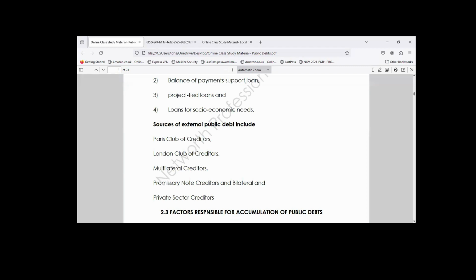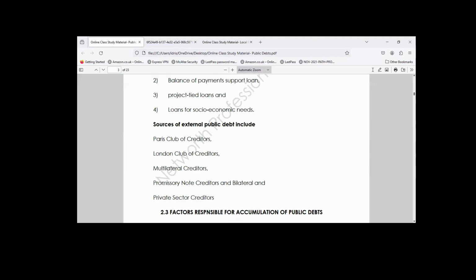We have private sector creditors: Microsoft, HP, all those foreign companies. The Nigerian government can go there to buy goods on credit. They are what? Private sector creditors.